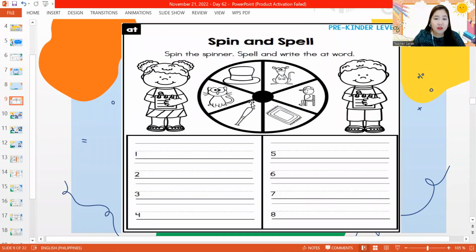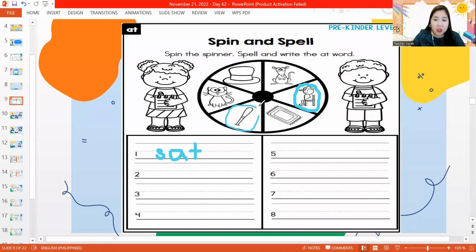Okay, let's start with the first word for today. Spin, spin, stop. It's this picture. And this is sat, sat. So, it's letter S, letter A, letter T. Sat, sat. Next one, number 2, spin, spin, spin, stop.